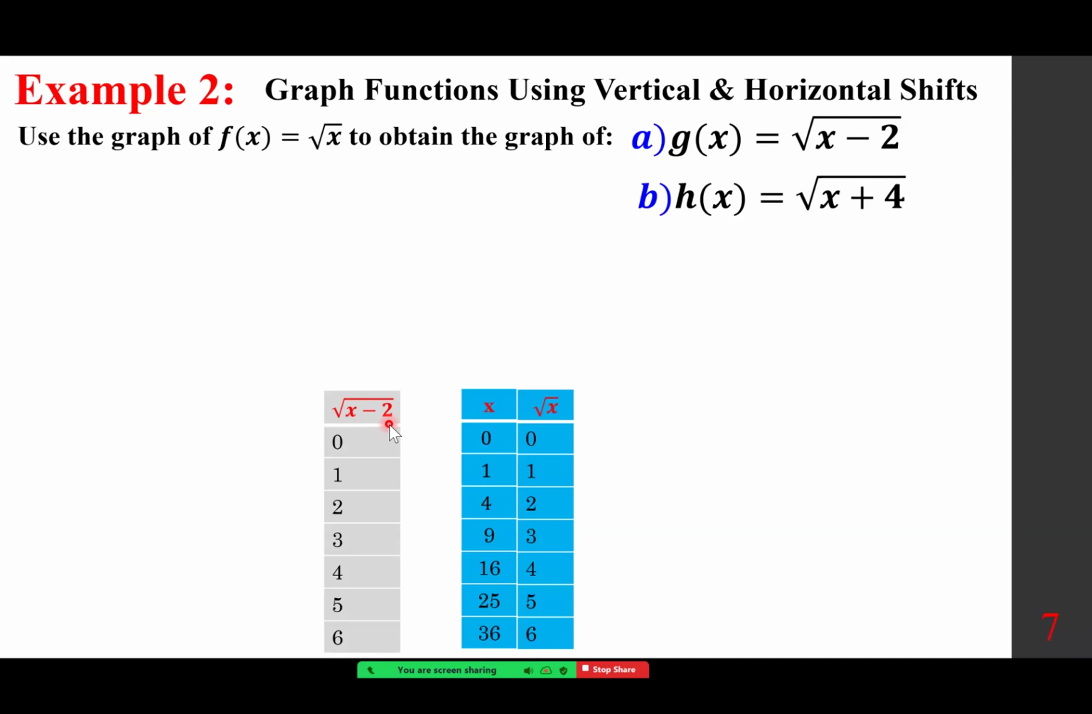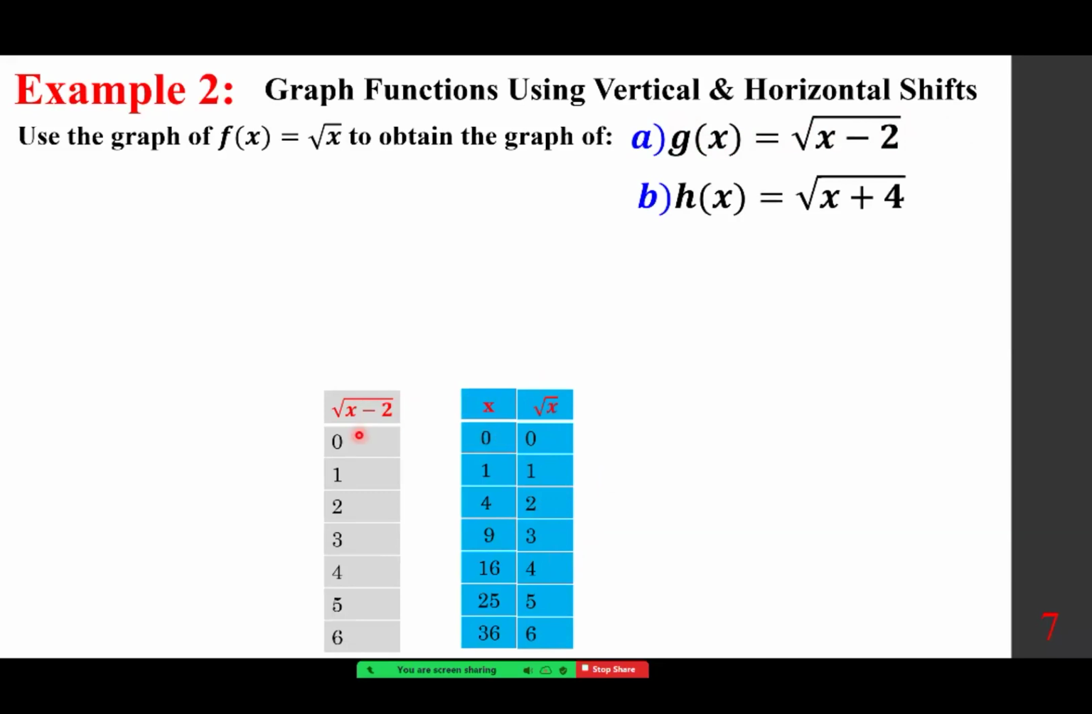Square root of x minus 2, we are going to use the same values. We want square root of x and square root of x minus 2 to be the same, so that's why we're going to use these values. In essence, we are looking at the y coordinates for part A. So we are looking at the second column here.